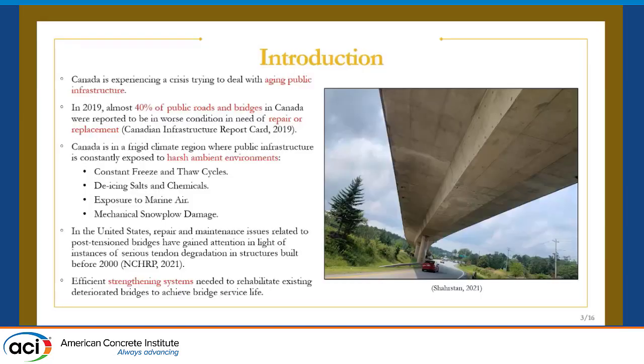So it's without a doubt, globally, not just in Canada, we're really experiencing an issue in terms of dealing with our aging public infrastructure, and that's really due to corrosion and our harsh ambient environments. In 2019, almost 40% of public roads and bridges in Canada were reported to be in worse condition, in need of repair or replacement, and that can be attributed to a lot of factors.